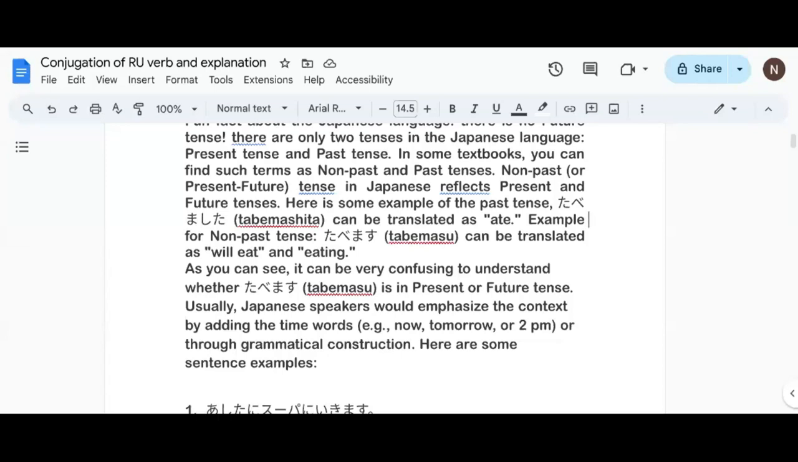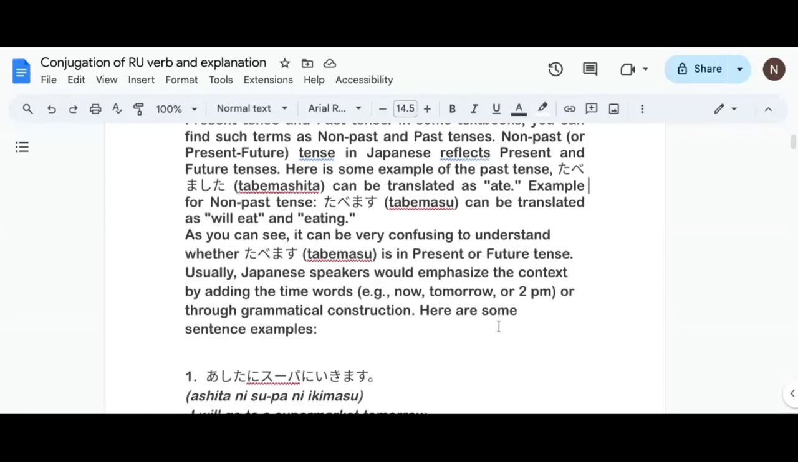Or let's say I'm going to wash my clothes at 2 p.m. today. So, for example, it's 10 o'clock in the morning, but you said, I'm going to wash my clothes at 2 p.m. today. So how are you going to say that? Because it is a future action, right? So it's very hard in Japanese language.